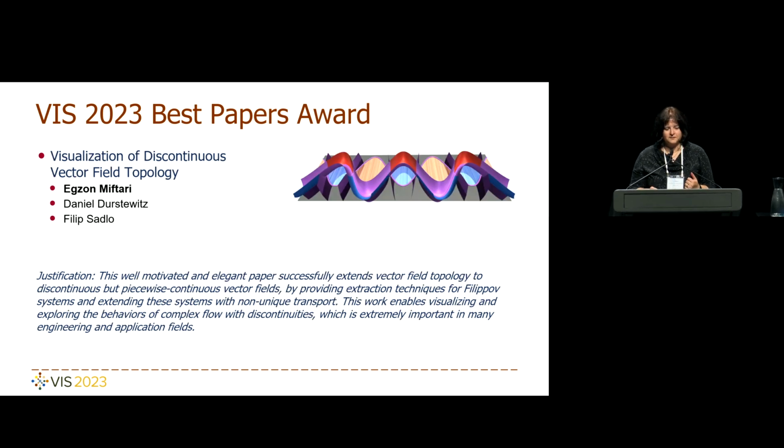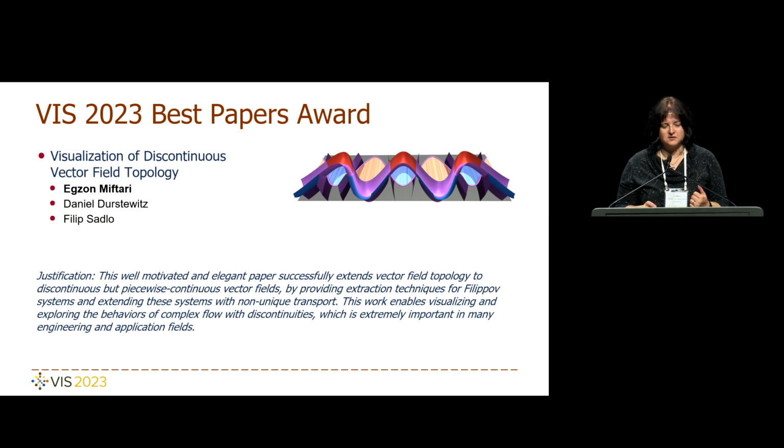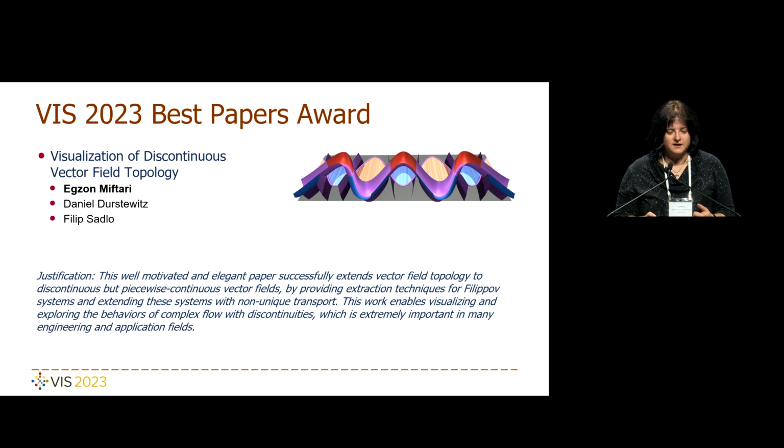Best paper award number 5 goes to Visualization of Discontinuous Vector Field Topology by Egzon Miftari, Daniel Durstewitz, and Filip Sadlo. This well-motivated and elegant paper successfully extends vector field topology to discontinuous but piecewise continuous vector fields by providing extraction techniques for Filippov systems and extending these systems with non-unique transport. This work enables visualizing and exploring the behaviors of complex flow with discontinuities, which is extremely important in many engineering and application fields. Egzon, please come up.